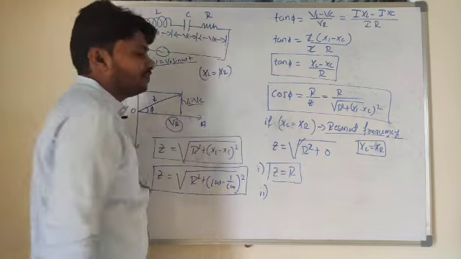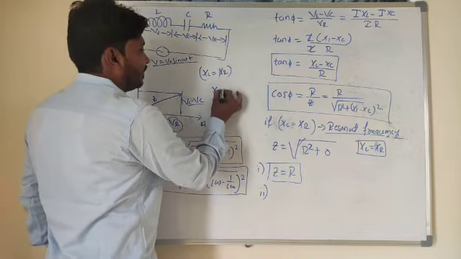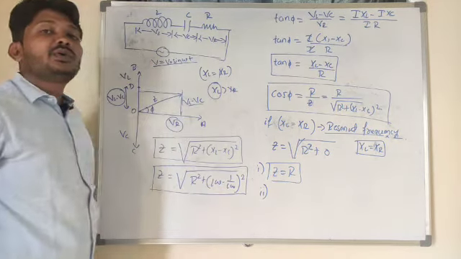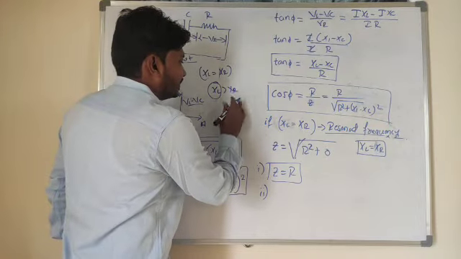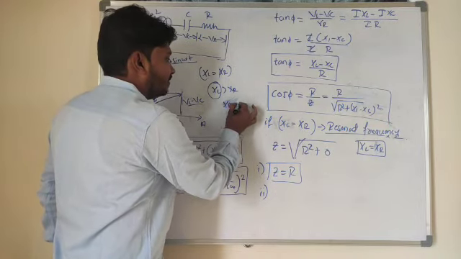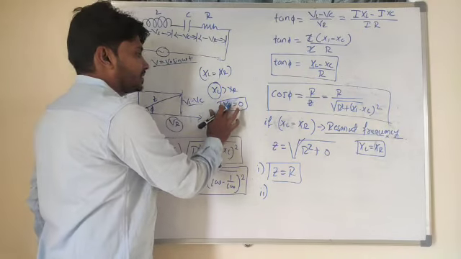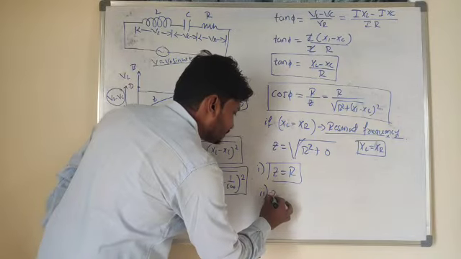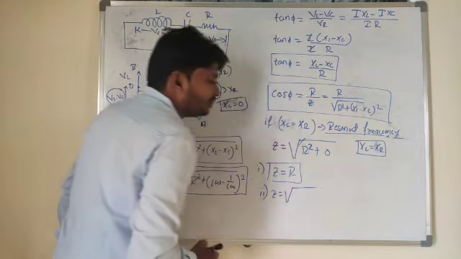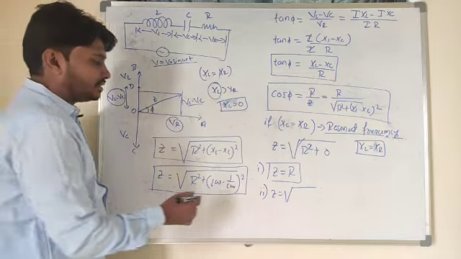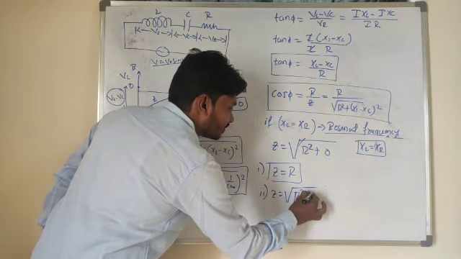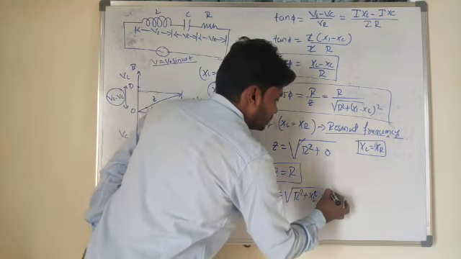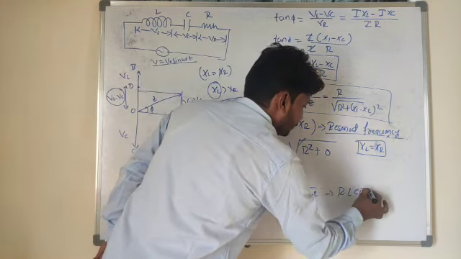In that second case, suppose X of L is very much greater than X of R, so that is an inductive dominant circuit. So the capacitance value, our X of C value, is 0 here. If that capacitive reactance value is 0, then Z is equal to, it is purely, what kind of circuit? That circuit consists of resistance, R square plus X of L whole square. So this circuit is an RL circuit.